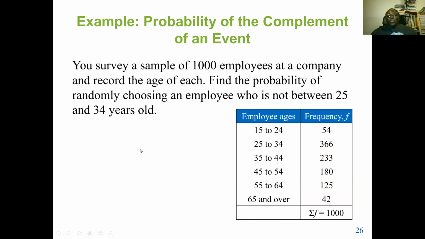So here we have a question about the probability of the complement of an event. We survey a sample of 1,000 employees at a company and record the age of each. Now, they say we should find the probability of randomly choosing an employee who is not between 25 and 34 years old. So here we have from 25 to 34, so it will be from 35 down.